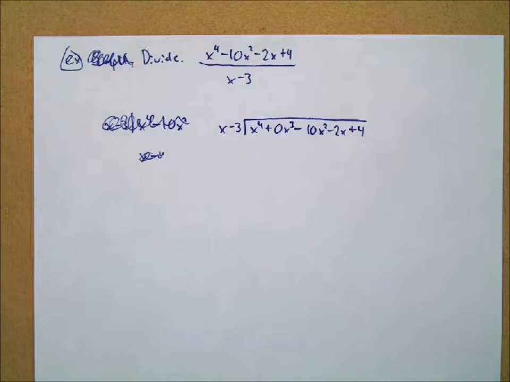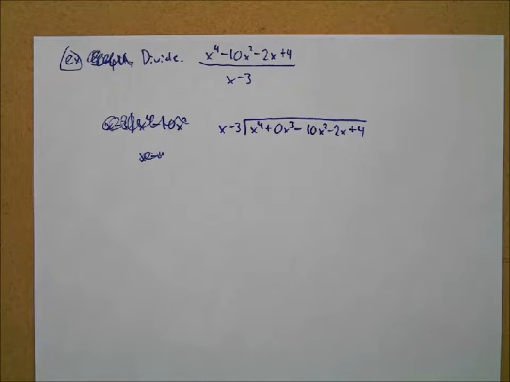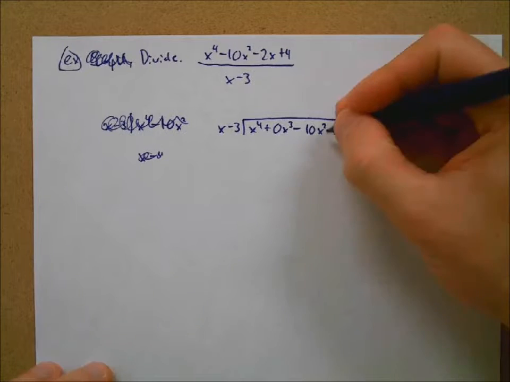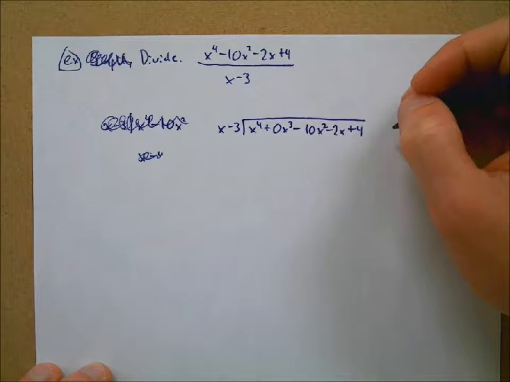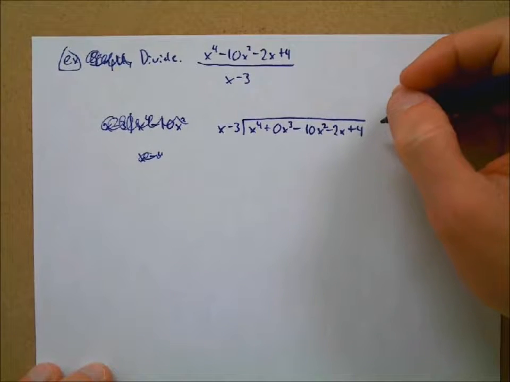Super important that you put intermediate placeholders in, right? We don't need to put in 0x to the 5th, 0x to the 6th, 0x to the 7th. Those are outside the scope of our problem. But that 0x to the 3rd, that's between that x to the 4th and negative 10x squared term. We need it in there, okay? We need it in there. And so now we've got it, all right? And it basically just helps with the algorithm and makes it work a little bit nicer for us.